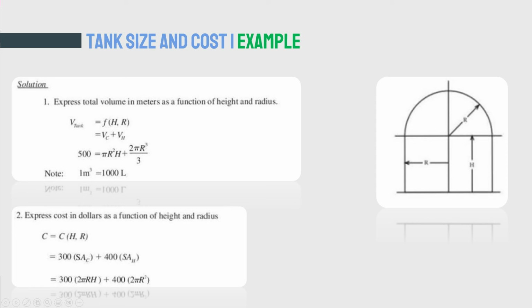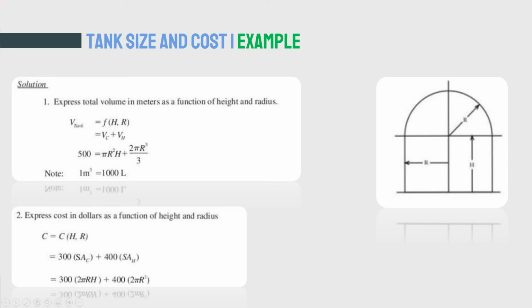liters. Now, we don't need liters. We need it in meter cube. We know that 1 meter cube equals 1,000 liters, right? Now, that means liter equals meter cube divided by 1,000. So here, if you divide by 1,000, that's going to give you the volume in meter cube, which would be 500 meter cube.